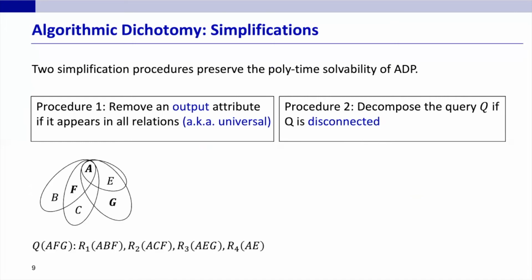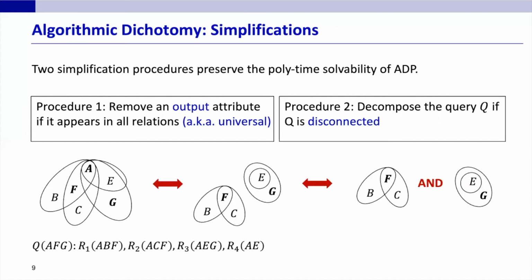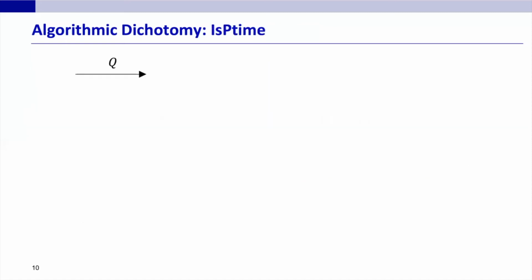Consider an example query. As defined, A is a universal attribute. So the polytime solvability of Q is equivalent to that of the residual query obtained by removing A from all relations. Then we get a disconnected query, and the polytime solvability of Q is equivalent to the logical AND of every connected subquery. Putting everything together, we come to a complete description of this decision procedure.